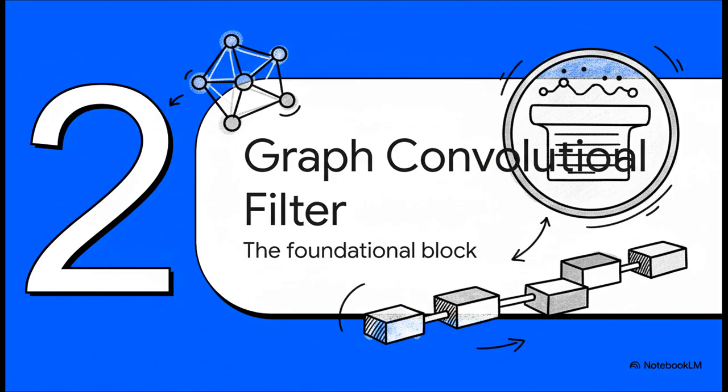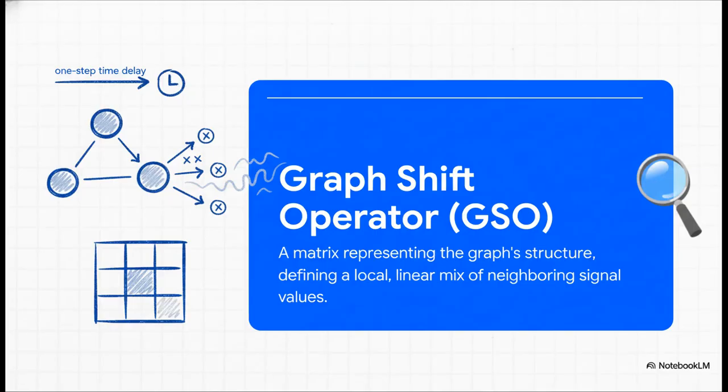Okay, so we've got the problem. What's the solution? Well, that brings us to the graph convolutional filter, or GCF. This is the absolute cornerstone of modern graph signal processing. Now, before we can even build a filter, we need a way to shift a signal across the graph. That's the whole job of the graph shift operator, or GSO. At its core, it's just a matrix. Could be the adjacency matrix, maybe the graph Laplacian, and it basically holds the blueprint of the graph structure. When you apply it to a signal on the graph, it does this beautiful local information mix. It just takes a weighted combination of the signal from a node and its immediate neighbors. This is our new shift. It's the graph equivalent of a one-step time delay.